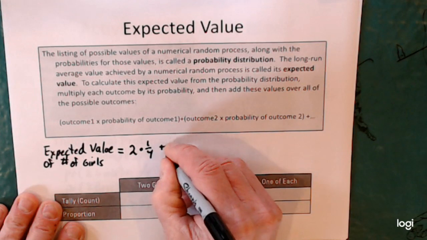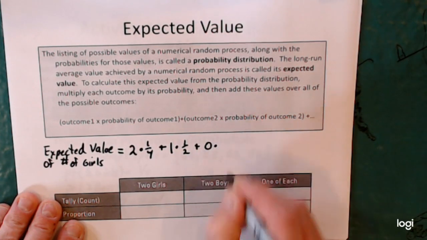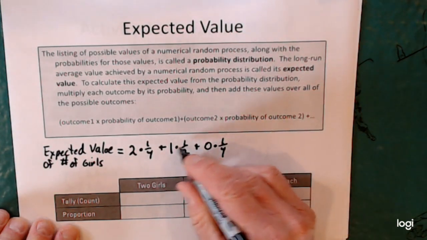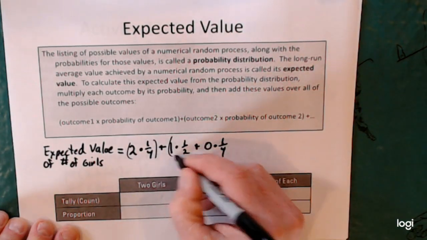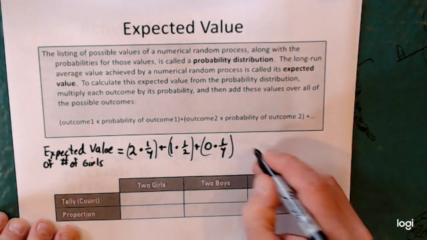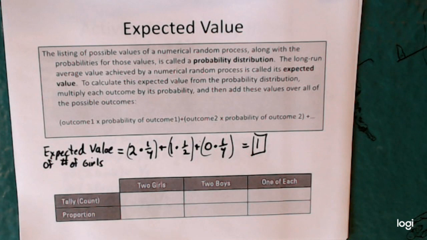We can have 1 girl and 1 boy. Okay, so how often do we get 1 girl? We get that half the time. And then how often do we get no girls? That's when we have 2 boys, and we get that a quarter of the time. So our expected value of the number of girls is that sum. So 2 times a quarter is a half, plus a half is 1. Okay? And that's our expected value of the number of girls, right? And that's not surprising, right? If you have 2 kids and you have a 50-50 chance of having a boy or a girl, it's not surprising that on average you would expect to get one girl.